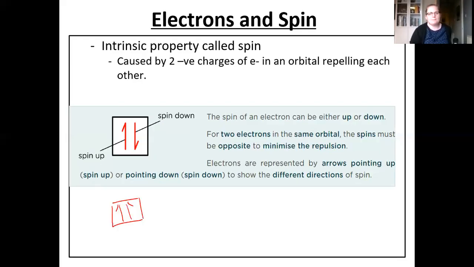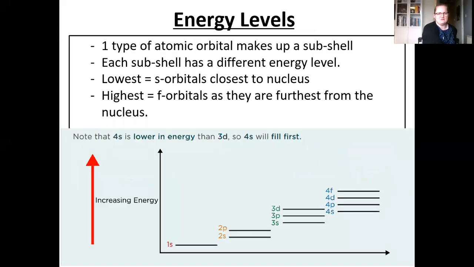And we'll talk a bit more about the rules of how orbitals fill in a minute, because there are some set rules for how they fill. But this spinning up and spinning down is very important, that they both spin in different directions. So back to energy levels again. Thinking about the first energy level as the first shell, the second energy level as the second shell, and so on. So one type of atomic orbital makes up a subshell. So that's what we've already discussed. The 3p orbitals, so px, py, and pz, combine together to make up a p orbital, a p subshell.